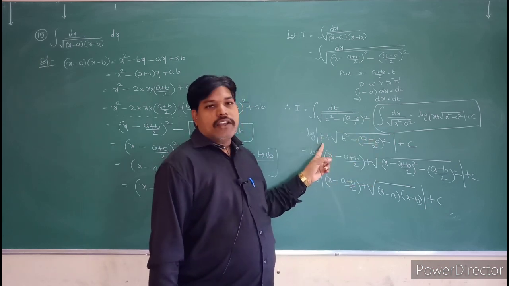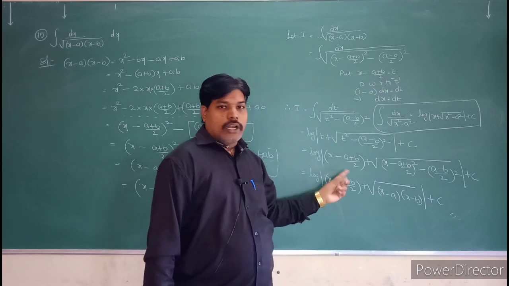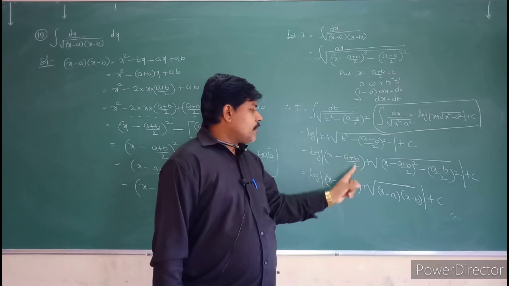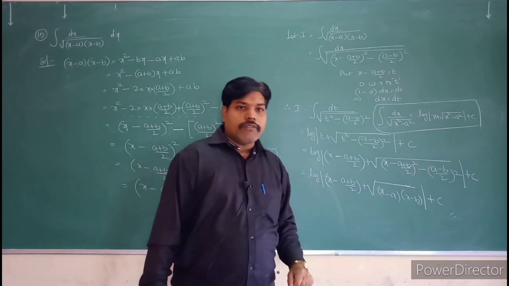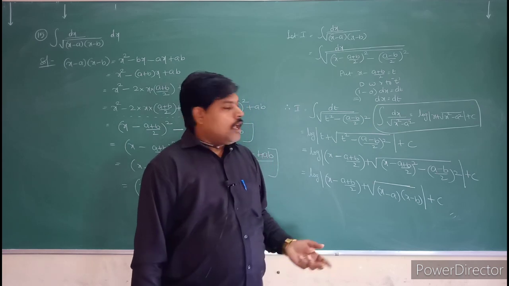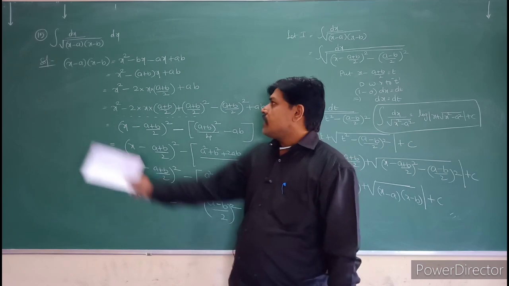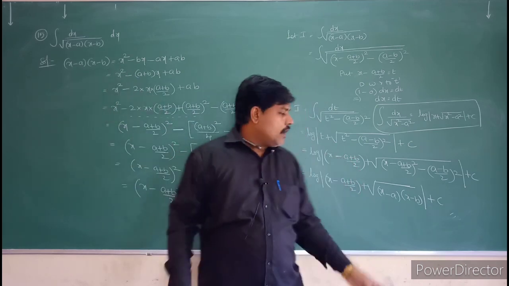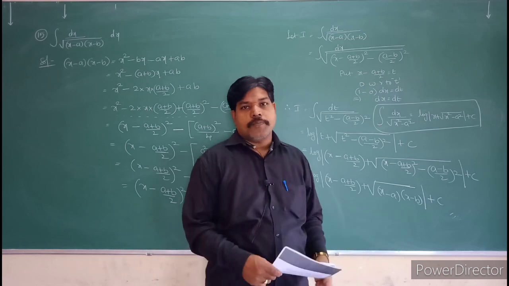So replace the t value. What is the t value? The t value is nothing but x minus (a plus b)/2. Replace the value: x minus (a plus b)/2 plus root of (x minus (a plus b)/2) whole square minus ((a minus b)/2) whole square. This value, already simplified here, is nothing but x minus a into x minus b. At the conclusion, replace the value once again: x minus a into x minus b, plus c.